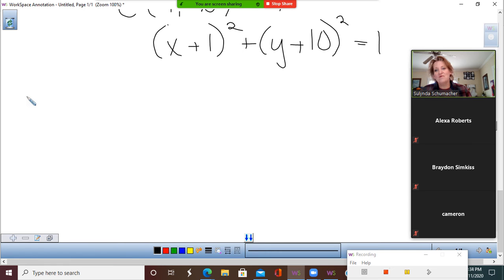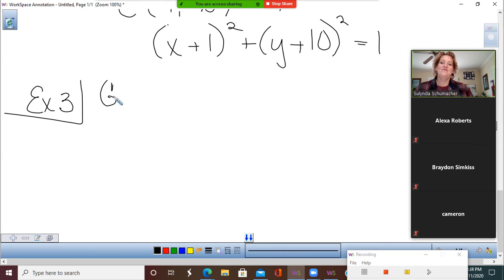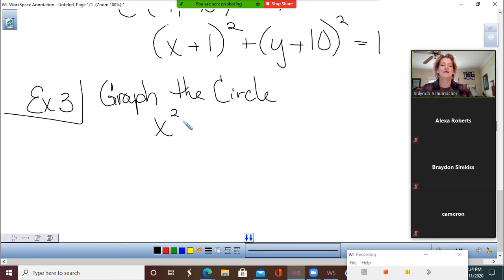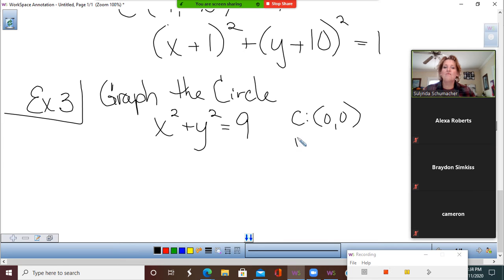So now we're going to move on to something a little more fun. Example number 3. We're going to graph the circle. And I'm going to start off with an easy one. What if I gave you x squared plus y squared equals 9? We can tell our center, because there's nothing in there with x or with y, our center is at (0, 0). Our radius is the square root of 9, or 3.